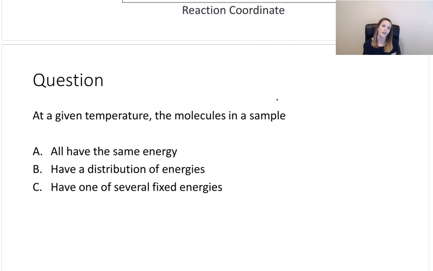All right, so I'm going to give you a second here to answer a question. Here we go. At a given temperature, the molecules in a sample are what? Do they have the same energy, a distribution of energies, or one of several fixed energies? Take a second here, come up with an answer.